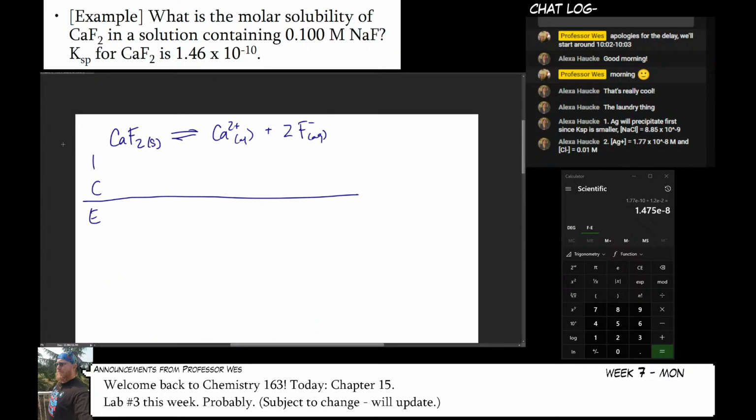So for the first problem, we're just going to do this in water. What is the solubility? This is a solid, so we don't care. There's none of this to start. When we dissolve this, some amount will dissociate, and because there's a 2 here, some amount times 2 will dissociate.